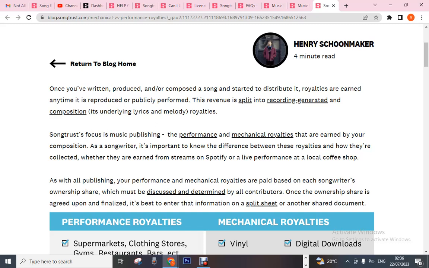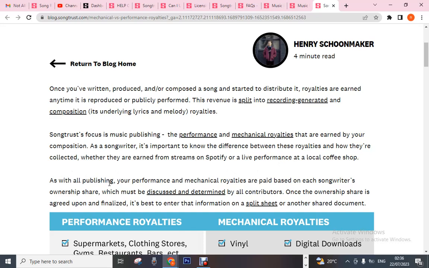Songtrust's focus is music publishing, the performance and mechanical royalties that are earned by your composition as a songwriter. Or basically here we are talking of a songwriter or copyright owner, because there are sometimes when someone buys all your rights. It is important to know the difference between these royalties and how they are collected, whether they are earned from streams on Spotify or a live performance at a local coffee shop.